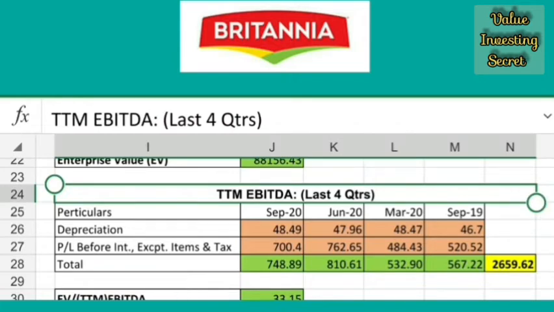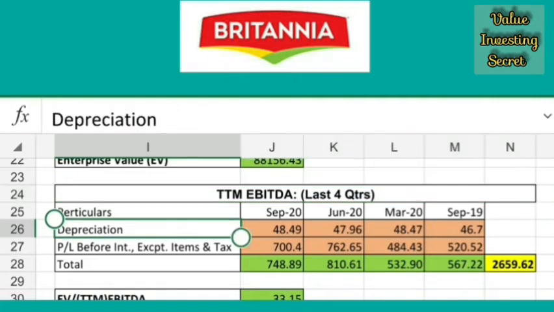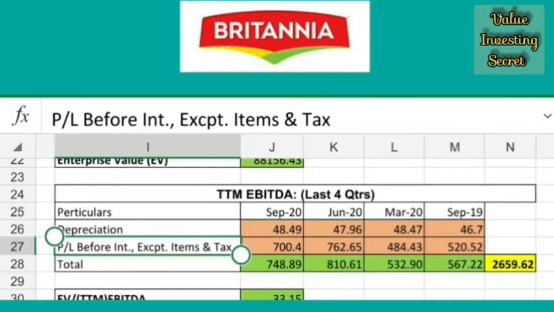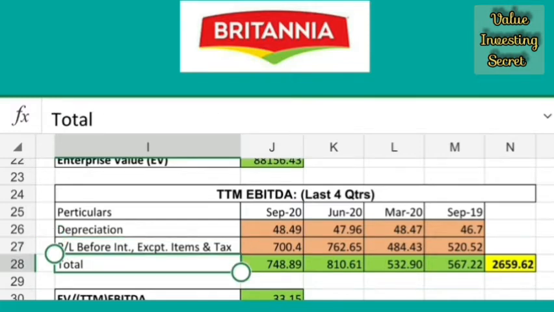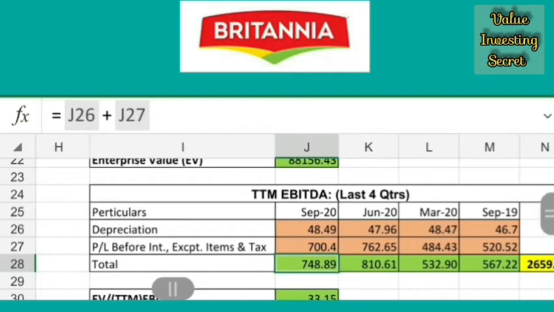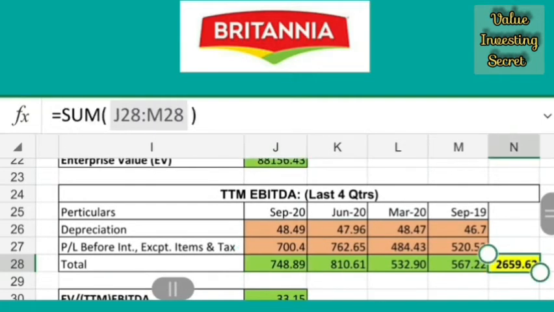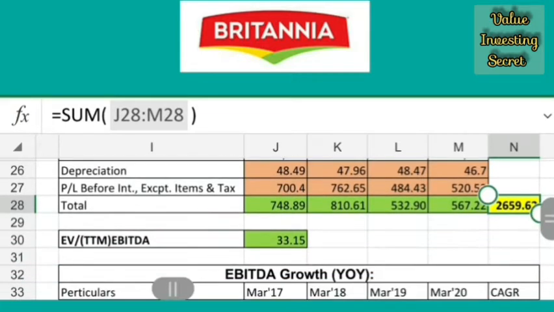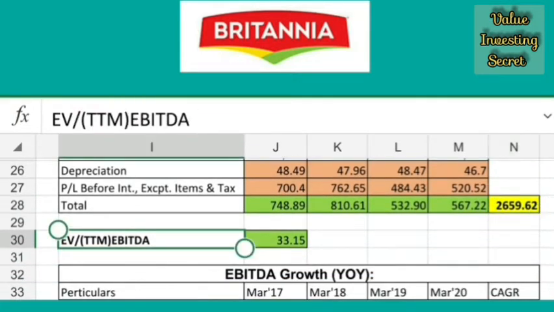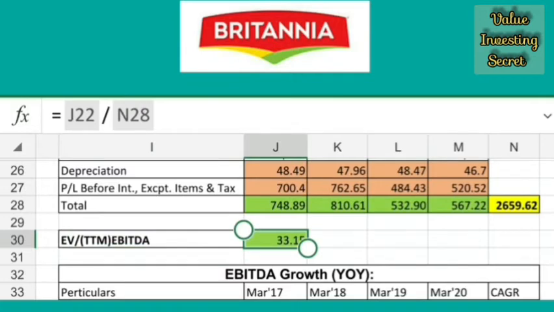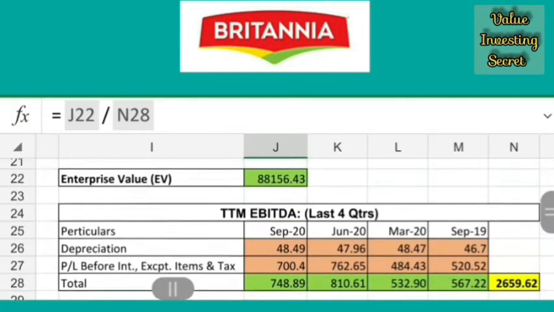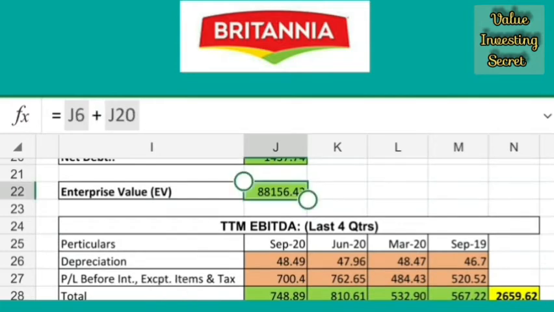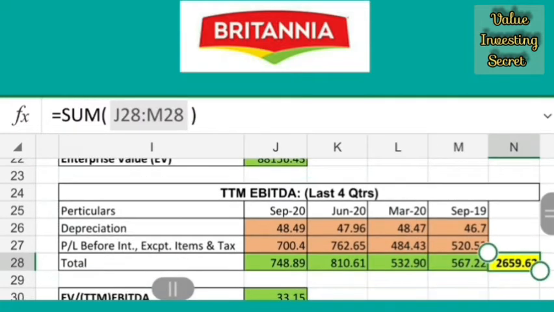Now I calculated TTM EBITDA for the last 4 quarters. This data we can get from Money Control. For this we need the depreciation values, then the P&L before interest, exceptional items and tax. These two we have to add to get the total. Then all these quarters have to be added to get the total trailing 12 months EBITDA. To calculate the EV by EBITDA multiple, we have to divide the enterprise value by TTM EBITDA. So this is my EV, and this has to be divided by TTM EBITDA.